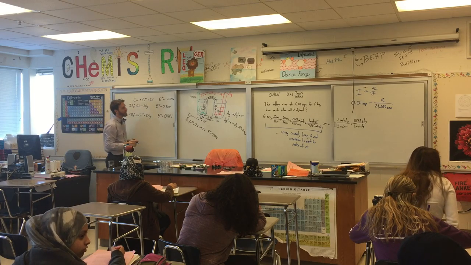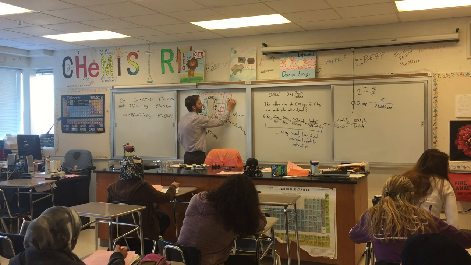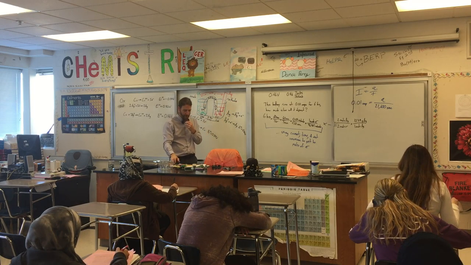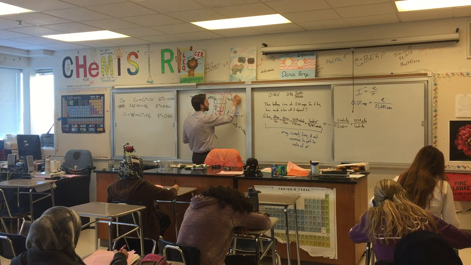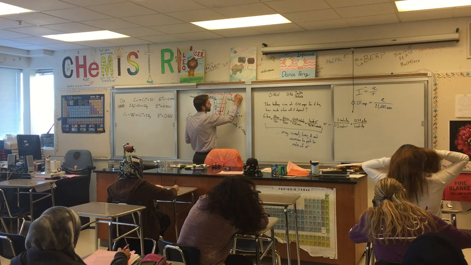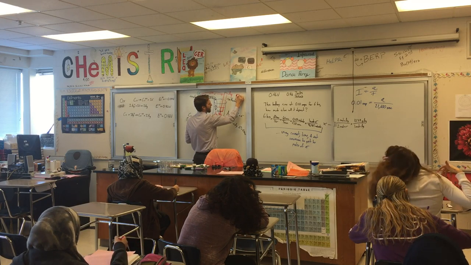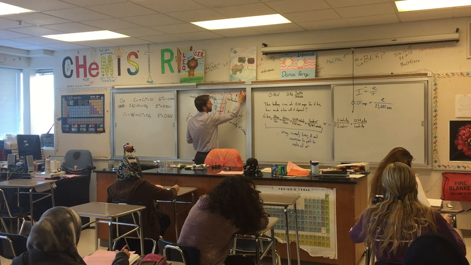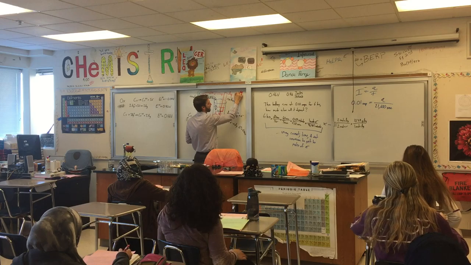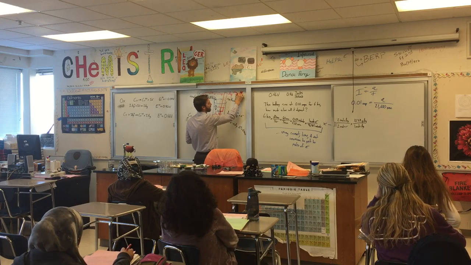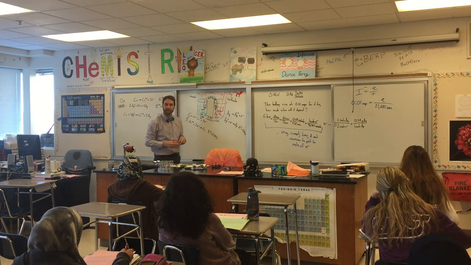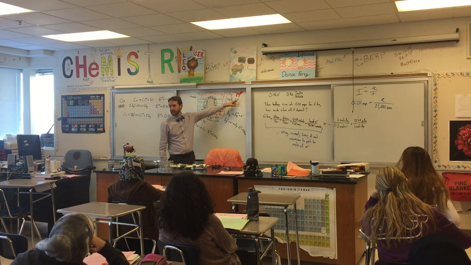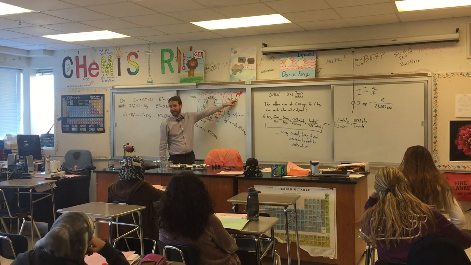Here we're gaining electrons, that's reduction. What electrode does reduction occur at? Cathode. Reduction occurs at the cathode. How do you remember that? Cathode ray tube. There's a C in reduction, and a C in cathode.